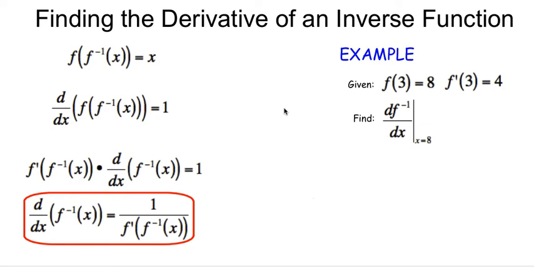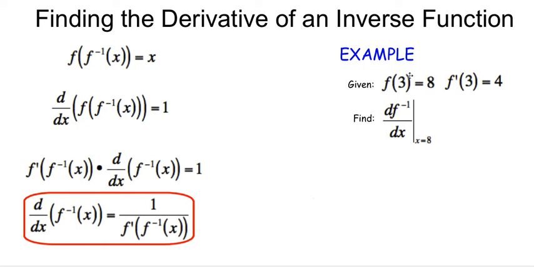So let's say that we have some function f, and we know that the point (3, 8), f of 3 equals 8, so the point (3, 8) is on my graph. And at the point (3, 8), when x equals 3, I know my slope is 4, so it's going to give me that f prime of 3 is equal to 4.